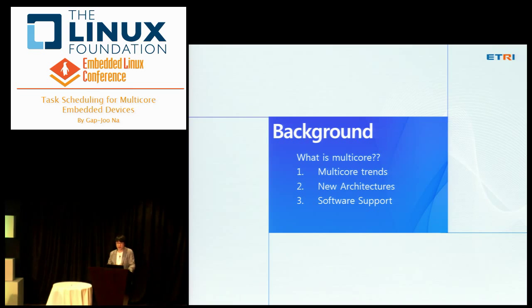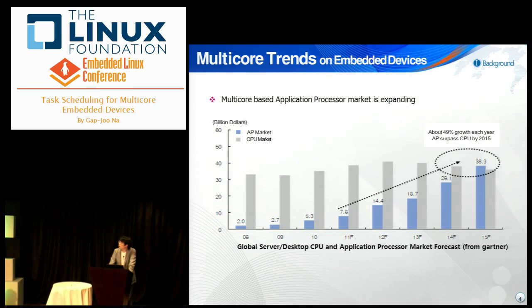First part is background. In this part, I'll explain about multicore and its trend. Nowadays, multicore processors are becoming an integral part of embedded devices as well as enterprise systems. In addition, the core speed and the number of cores are continuously increasing. This slide shows the trend of multicore processors and the global server desktop CPU and application processor, which is used in the embedded device market forecast.